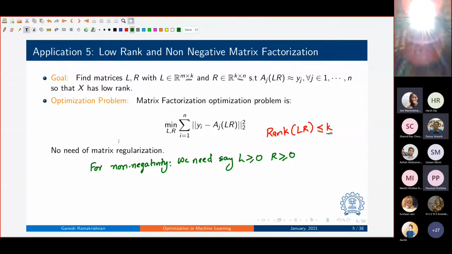So solution one: L itself is say L tilde transpose into L tilde, right? Something like this. And R itself is say R tilde transpose into R tilde. Can we think of another solution?